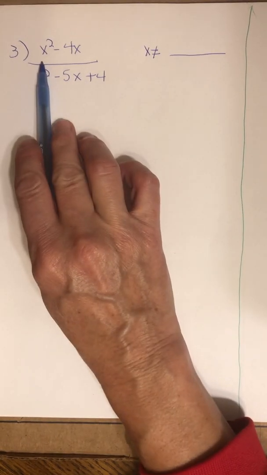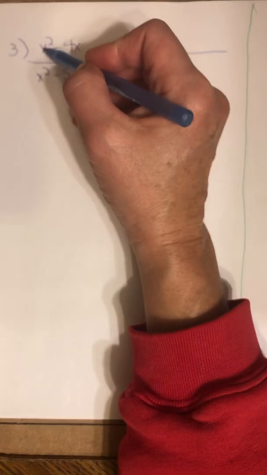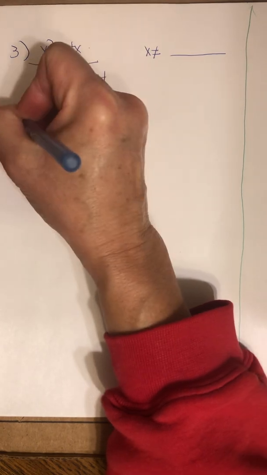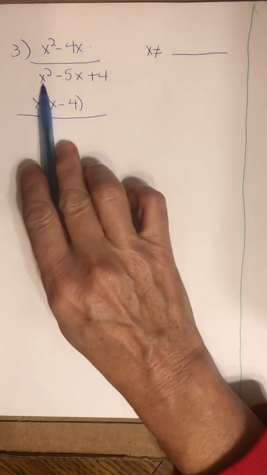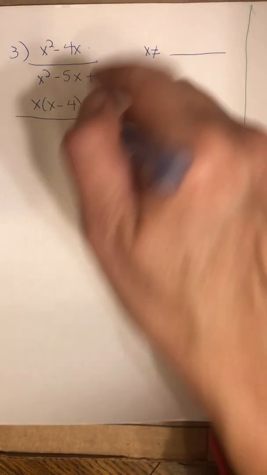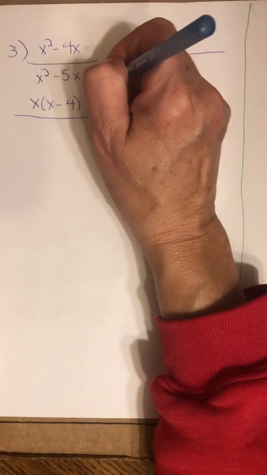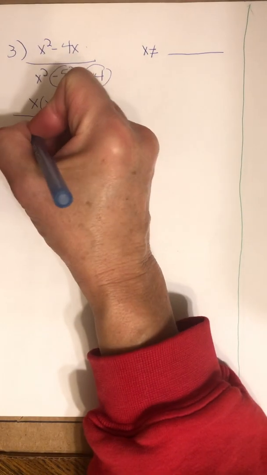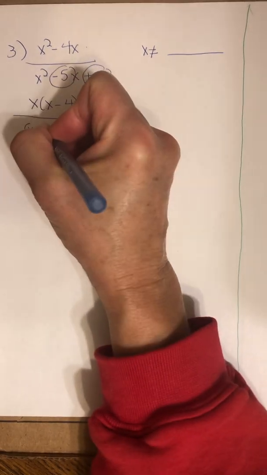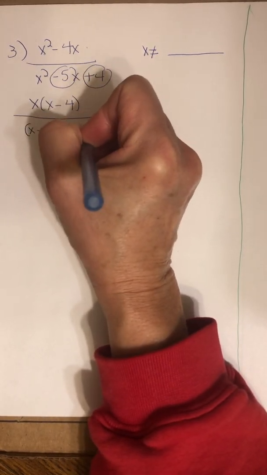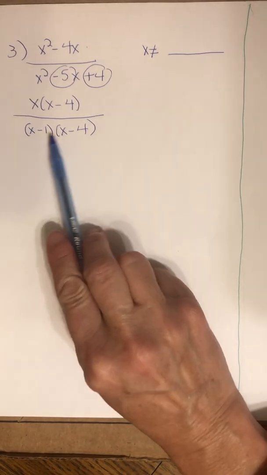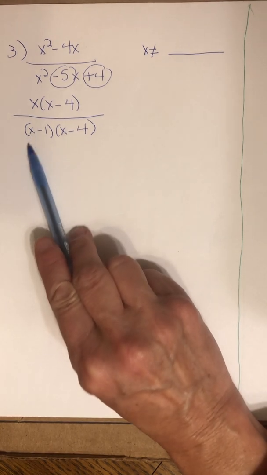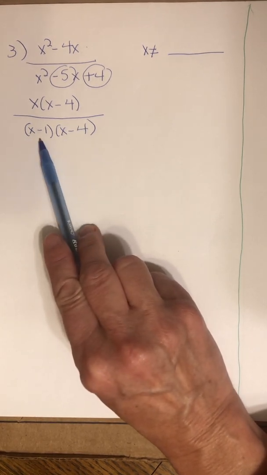Okay, let's factor the numerator. The numerator has a greatest common factor of x and leaves an x minus 4. The denominator, because we just have an x squared with no coefficient, we're looking for two numbers that multiply to a positive 4 and add to a negative 5. That would be x minus 1, x minus 4. Let's do a quick check. Negative 1 times negative 4 is a positive 4. And of course we have our x squared, and we have a negative 4x and negative 1x for a negative 5x.